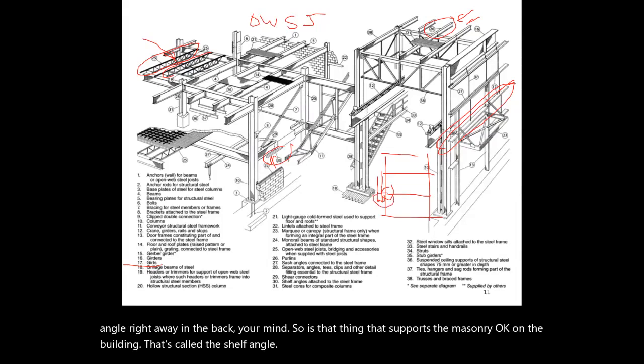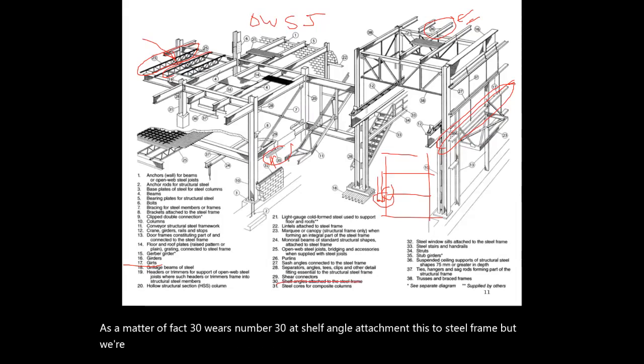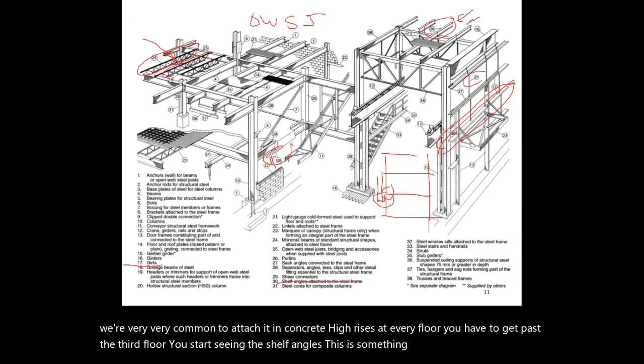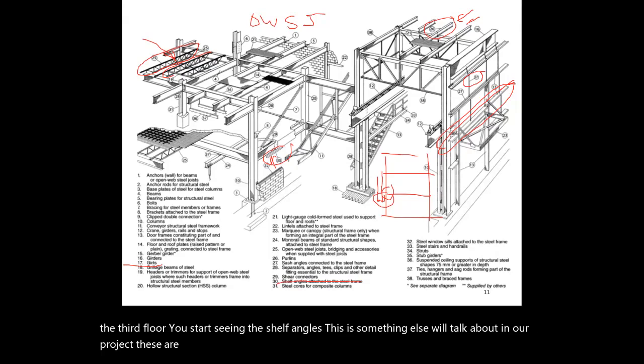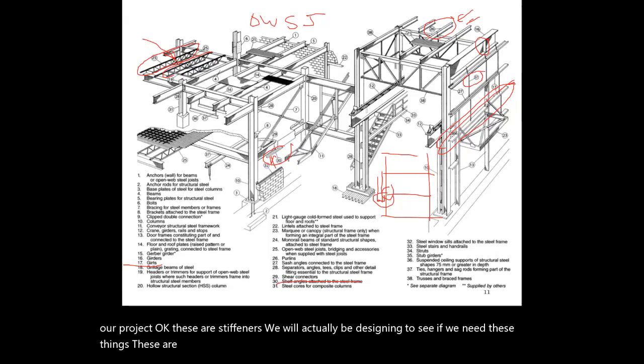As a matter of fact, number 30, where's number 30? A shelf angle attachment, well, this is to a steel frame, but it's very, very common to attach them in concrete high rises at every floor. After you get past the 3rd floor, you start seeing these shelf angles. This is something else we'll talk about in our project. These are called sag rods, and I'll tell you what those are used for when we talk about our project. These are stiffeners, web stiffeners. We will actually be designing to see if we need these things.